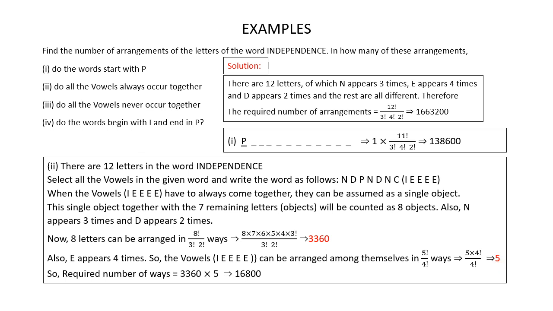Now here you are asked to find in how many of these arrangements do all the vowels always occur together. So the required number of arrangements is equal to the number of arrangements in which the 8 letters can be arranged and the number of ways in which the vowels can be arranged. Remember that and means multiplication. So the required number of ways is equal to 3360 multiplied by 5, which is nothing but 16,800.